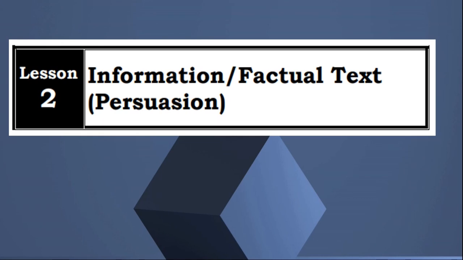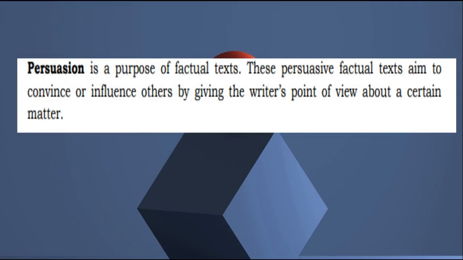Another type of information or factual text has the purpose of persuading. To persuade or to convince is very familiar in texts like editorials, debates, and formal discussion. Remember the example on how a writer convinces the readers about his side of the issue? Persuasion is a purpose of factual texts. The persuasive texts aim to convince or influence others by giving the writer's point of view about a certain matter.